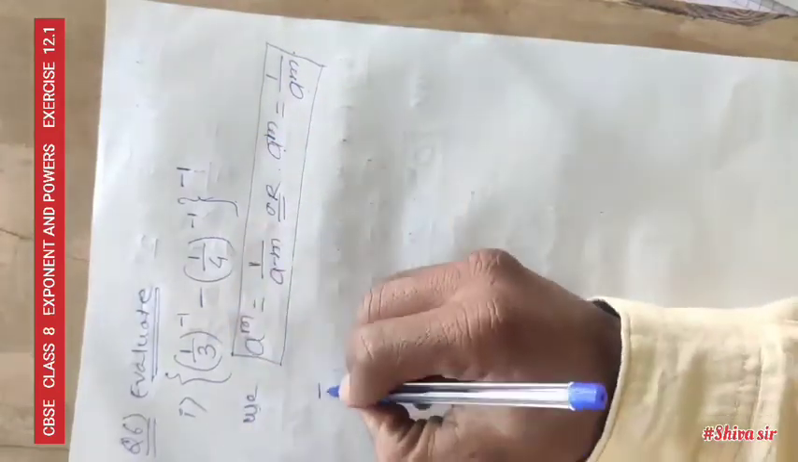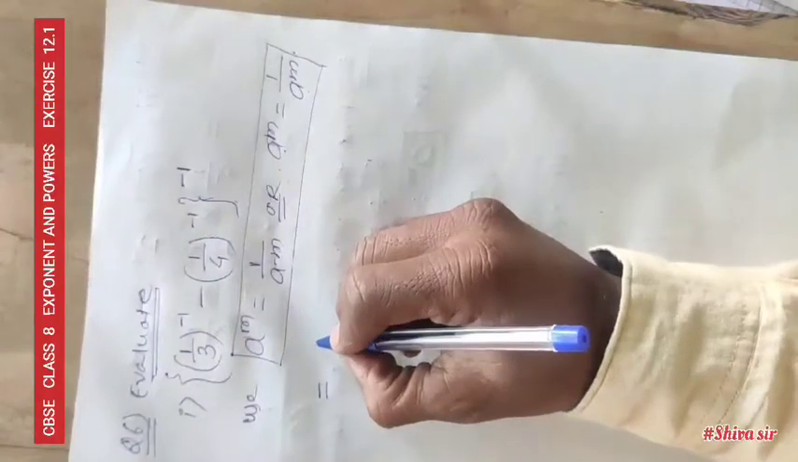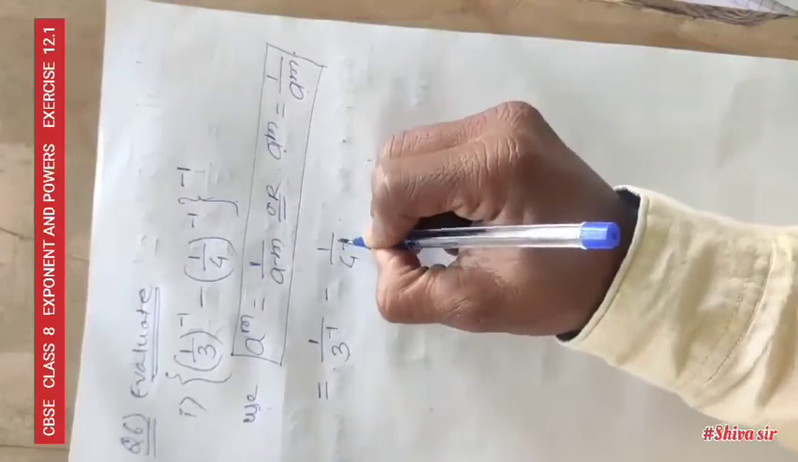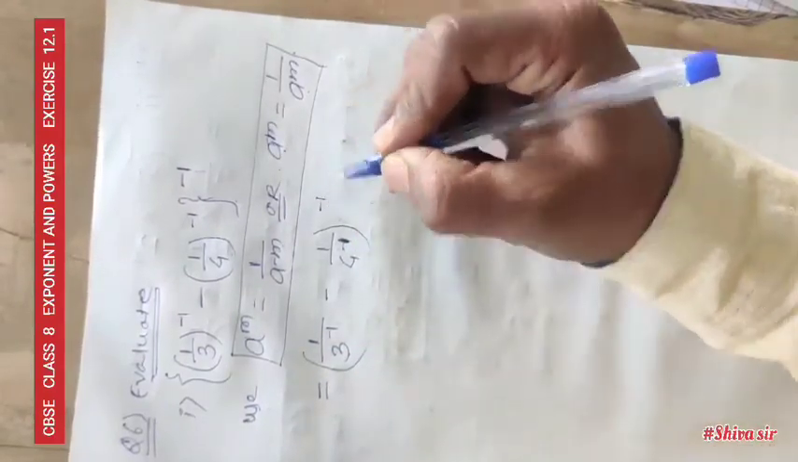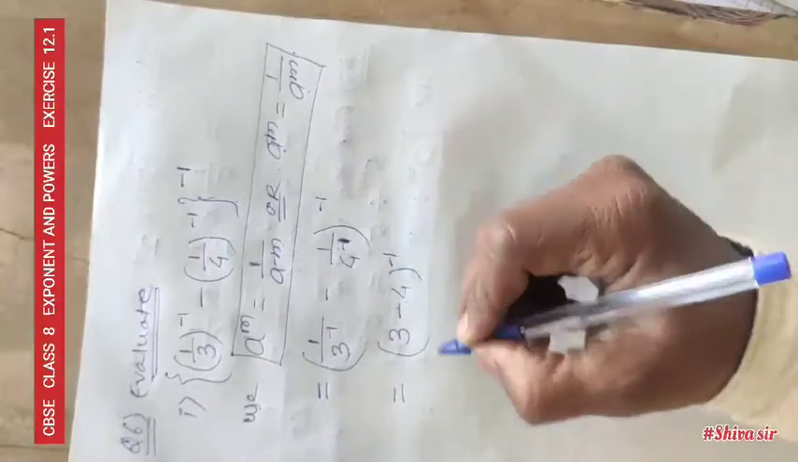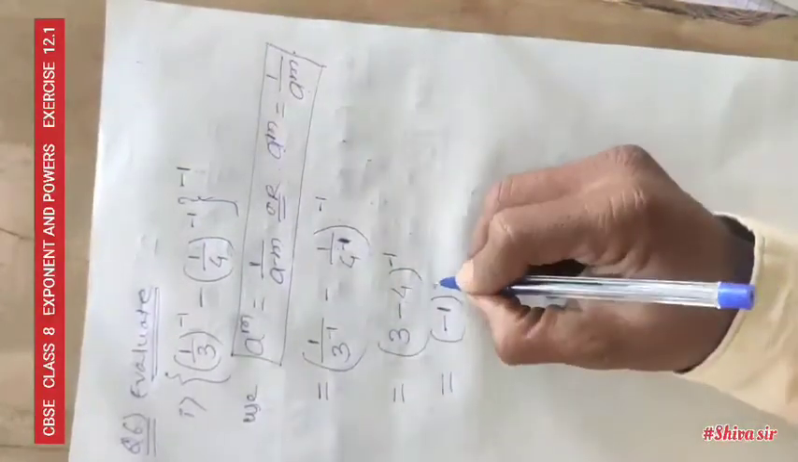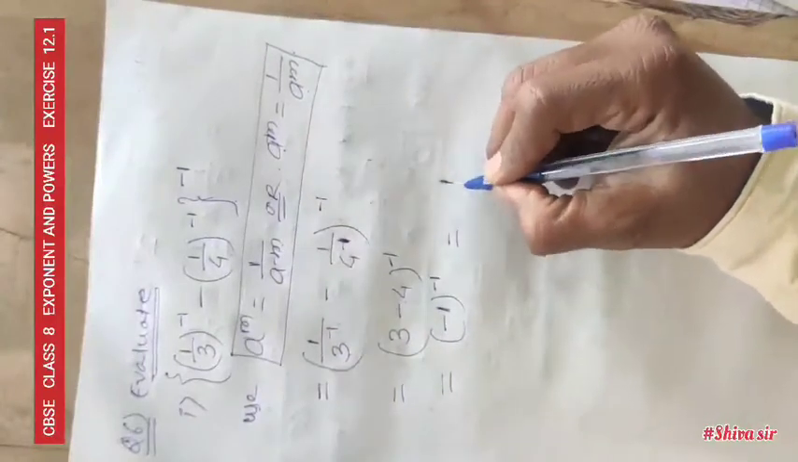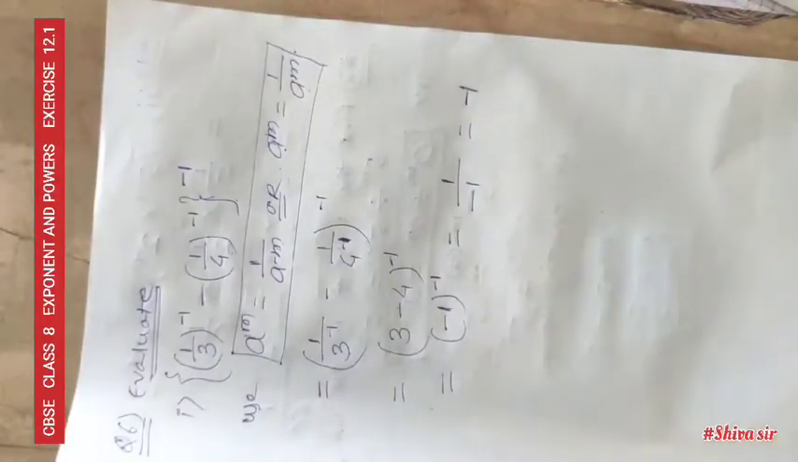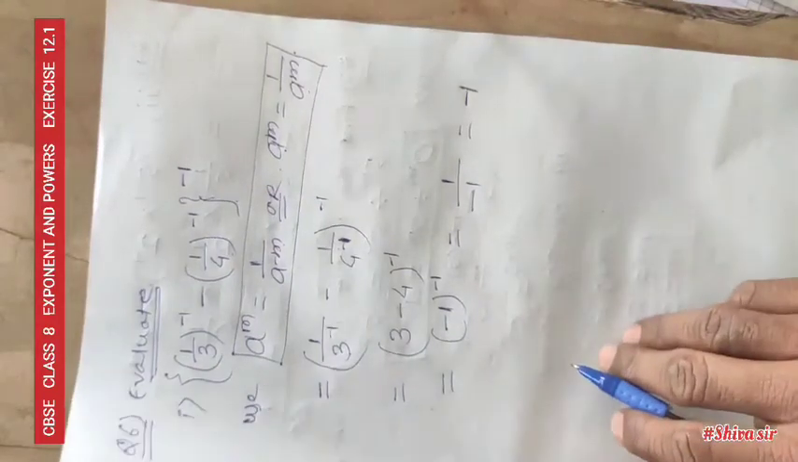So here, simply the inverse step: 1 upon 3 raised to the power minus 1, minus 1 upon 4 raised to the power minus 1, bracket complete, again its power is minus 1. Next, we write down 3 minus 4, which is minus 1, raised to the power minus 1. That means 1 upon minus 1, so our final answer is minus 1. Because minus 1 raised to the power minus 1, the negative exponent, gives 1 upon minus 1, and 1 upon minus 1 always equals minus 1. So this is the first part of question number 6.